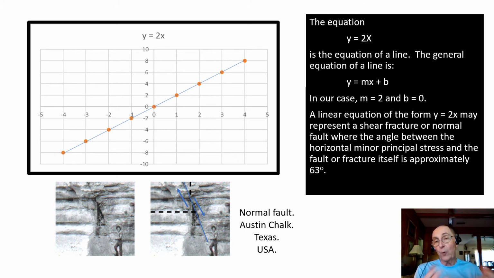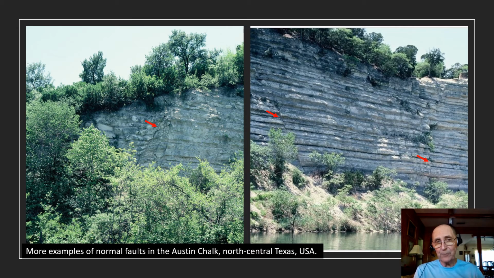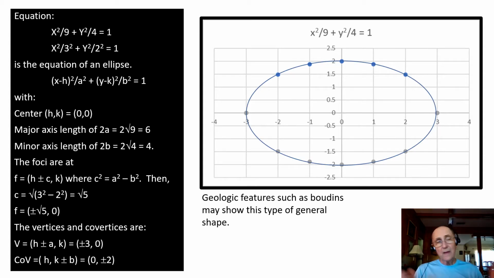A linear equation of this type may be indicative of a normal fault where the angle between the horizontal minor principal stress and the fault itself is approximately 60 degrees or so. And here are some additional examples of normal faults in the Austin Chalk that approximate the linear function that we have discussed.